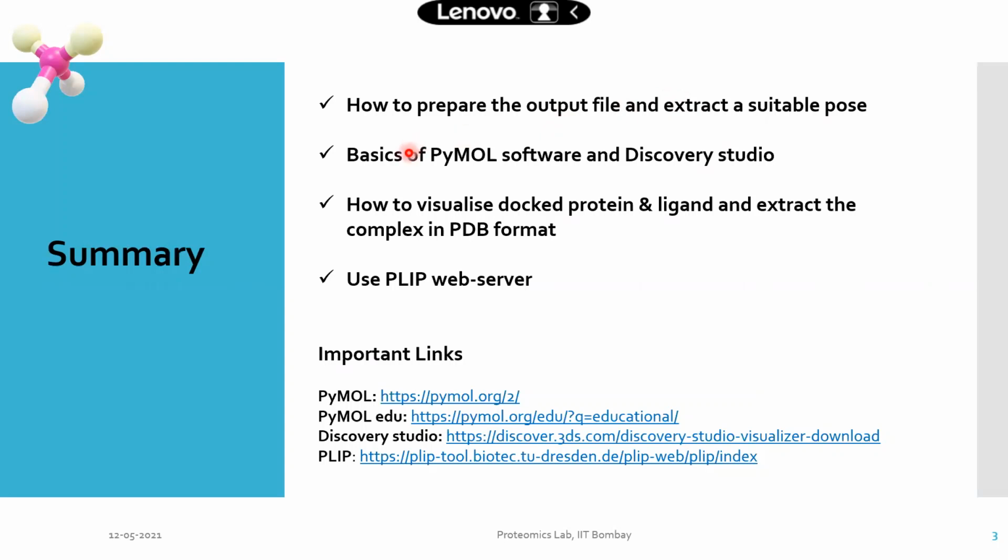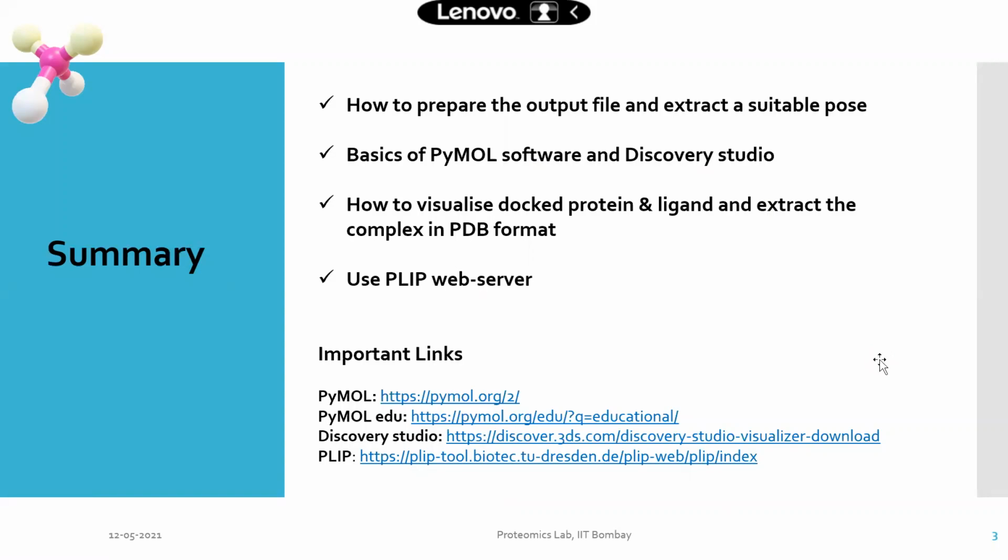Here we will first learn how to split the output files and then how to perform a 3D visualization using some software such as PyMol and Discovery Studio. We will also learn about some web-based online tools such as PLIP that can dissect the biochemistry of a protein ligand complex very well. So here I have pasted all the important links to download the tools or the software mentioned above. You will get the same links in the description box or in the brochure provided. Now let's move on to the analysis part.